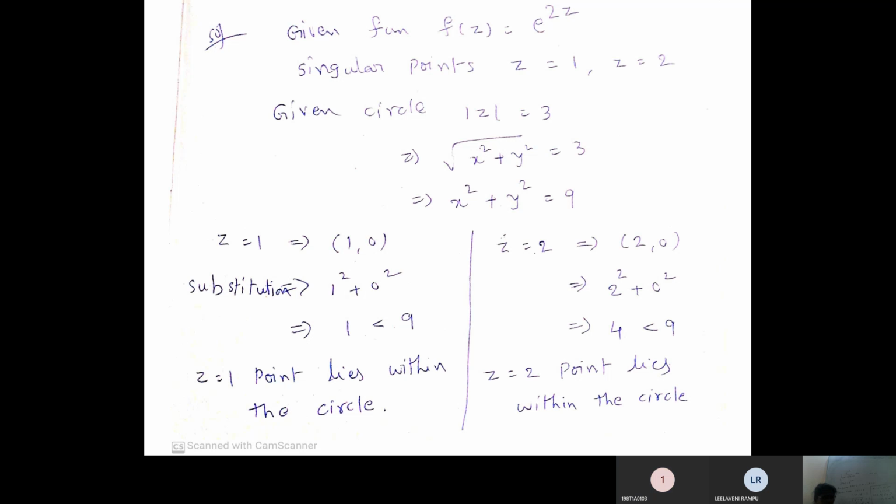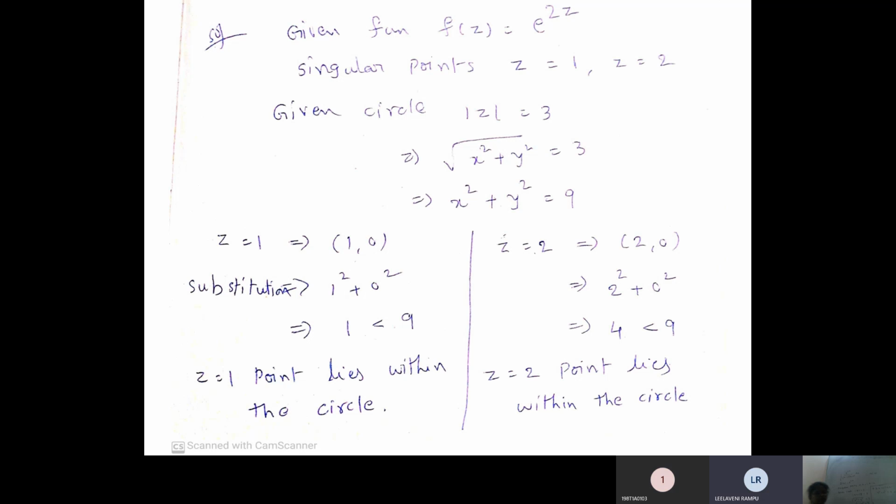So this is the given circle x square plus y square equal to 9. Now we have to check whether these two singular points lie within this curve or outside the curve. For that, substitute these points on this curve. z equal to 1 means 1 comma 0. Substituting 1 comma 0 on this curve, 1 square plus 0 square, that is 1, less than 9. So z equal to 1 lies within the circle. Similarly, let us go to the point z equal to 2. So z equal to 2 implies 2 comma 0. Substituting on the circle, 2 square plus 0 square, 4 less than 9. Less than 9 means this point also lies within the circle. So these 2 points lie within the circle. So you can apply Cauchy's integral formula.